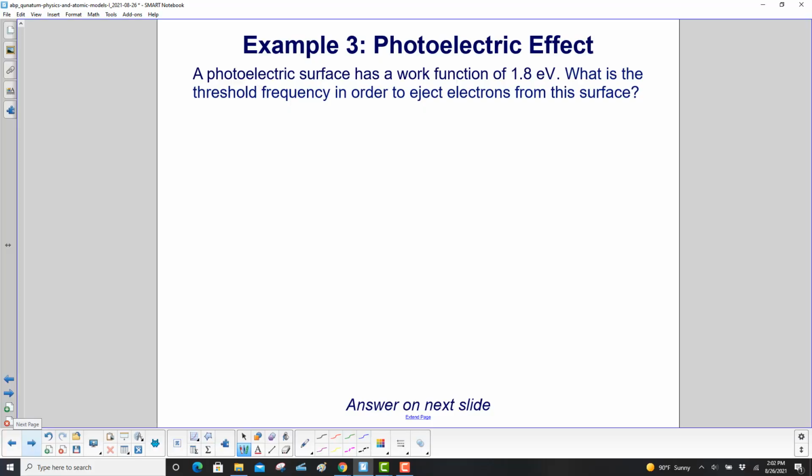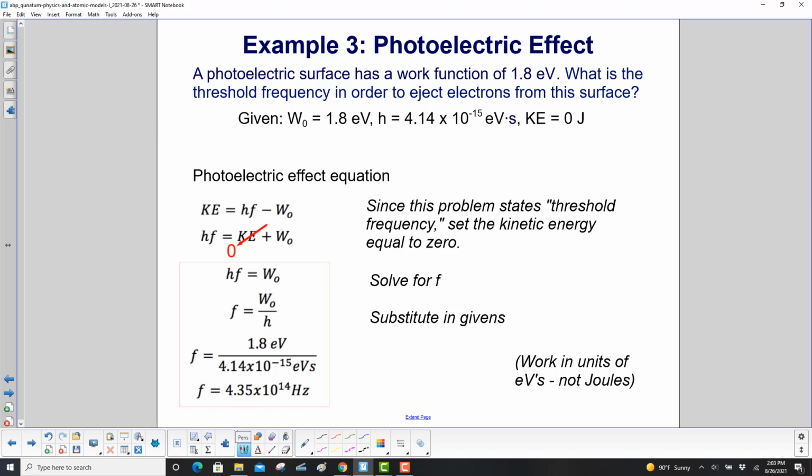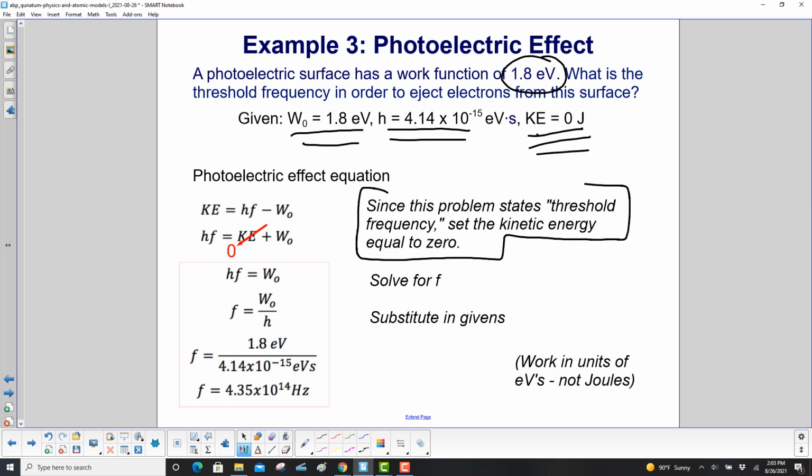A photoelectric surface has a work function of 1.8 electron volts. What is the threshold frequency in order to eject electrons from this surface? We have our givens. Well, the work function's easy. Here's Planck's constant. We're going to use the electron volt seconds one because our work function is in electron volts. And here's the key thing right here. Since the problem states threshold frequency, that's the minimum frequency that will kick out an electron. That'll just barely kick it out. So we'll assume that maximum kinetic energy will be roughly 0 joules.